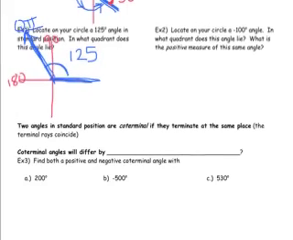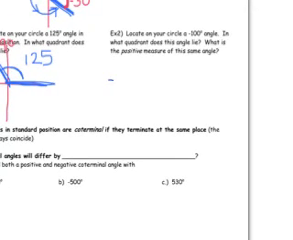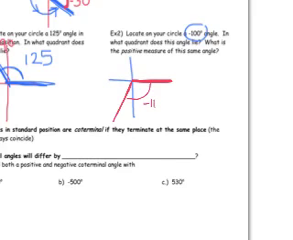Okay, if we do negative 100, so now we're going negative, so you are going to go in the clockwise direction. And remember that each axis is 90. So this is negative 90. Negative 100 is bigger than that, so that's going to have to be somewhere over here. This would represent negative 100. So that's in quadrant 3.